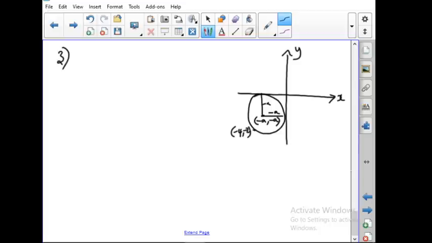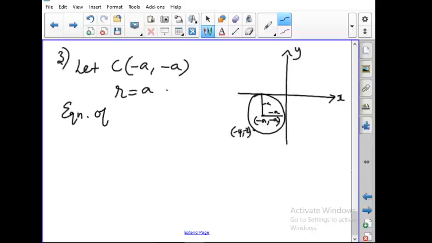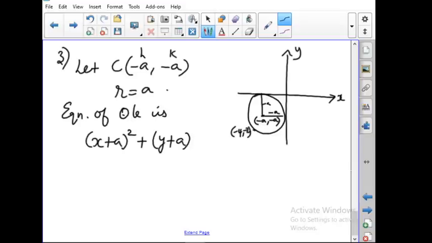Okay, so now let us write down. Let the center be (-a, -a) and the radius be equal to a. So what is the equation of the circle? In the place of h and k we are going to substitute this. So (x plus a) the whole square plus (y plus a) the whole square is equal to r square. R square is nothing but a square.